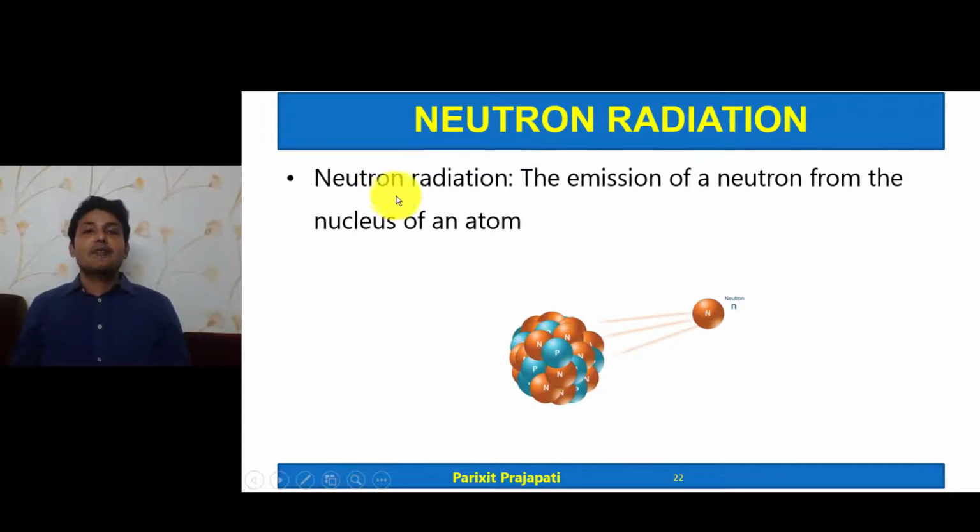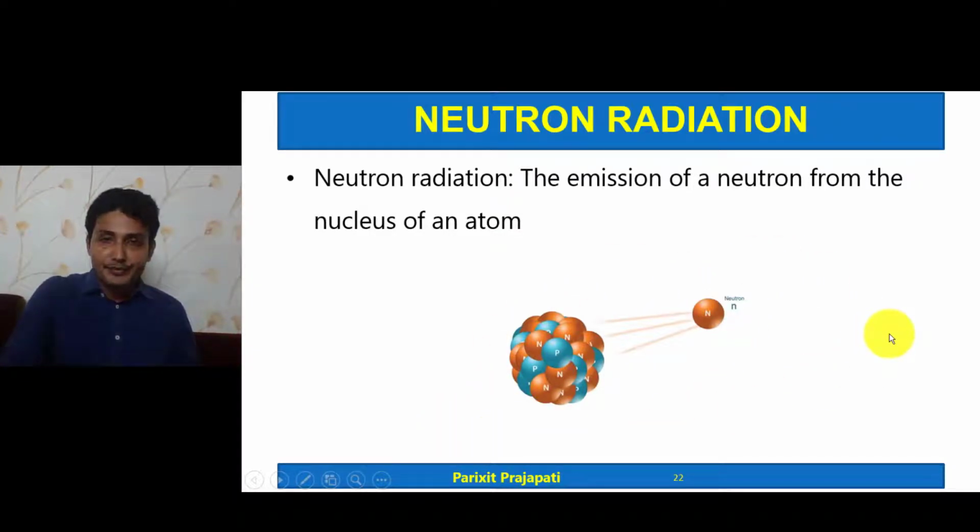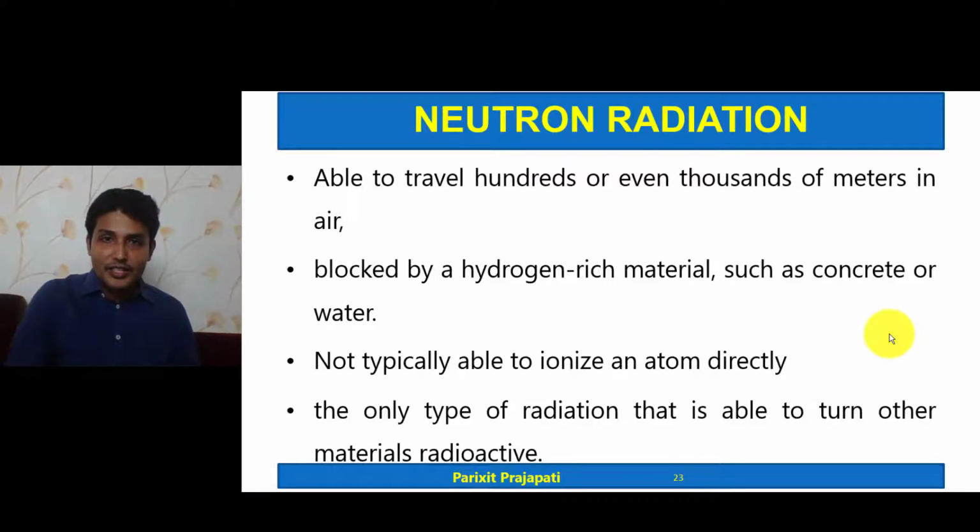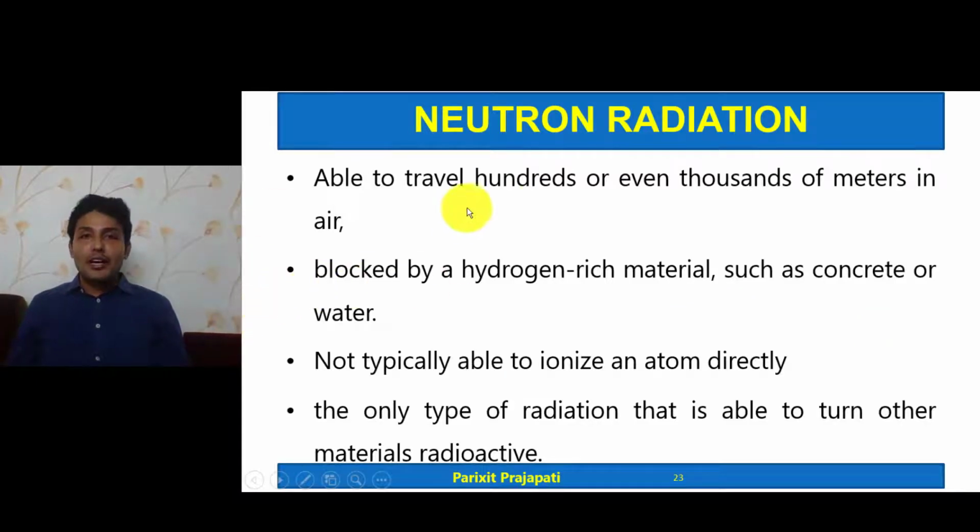Neutron itself can be irradiated. So emission of neutrons is also possible, and neutrons have the highest penetration power. So they are able to travel hundreds or thousands of meters in air. Now how can a neutron be stopped? A neutron can be stopped or blocked by a hydrogen-rich material.